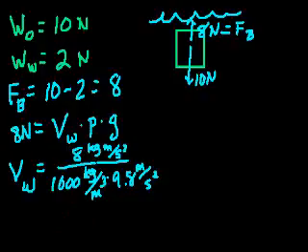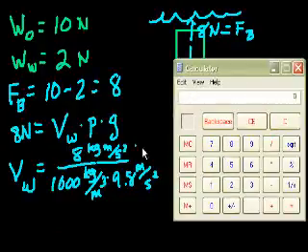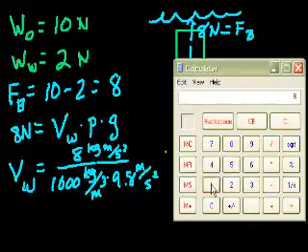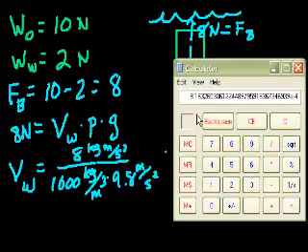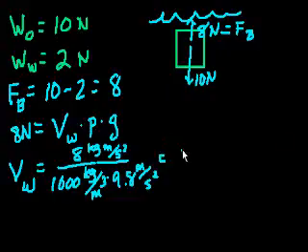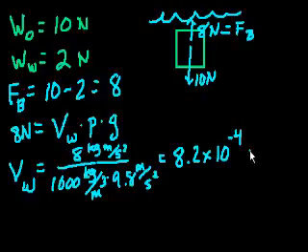So let me get my calculator. I have 8 divided by 1,000 divided by 9.8, which is equal to 8.2 times 10 to the minus 4 cubic meters. So just knowing the difference in the weight of an object when I put it in water, I can figure out the volume.